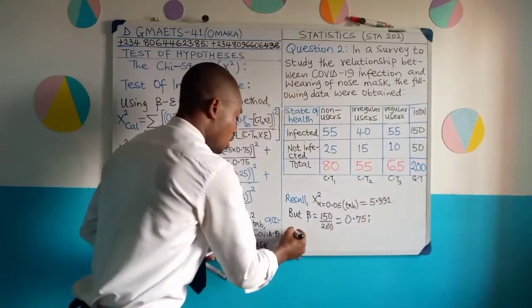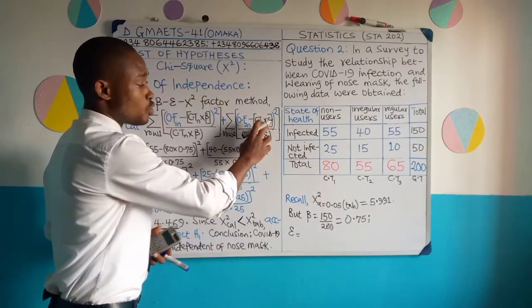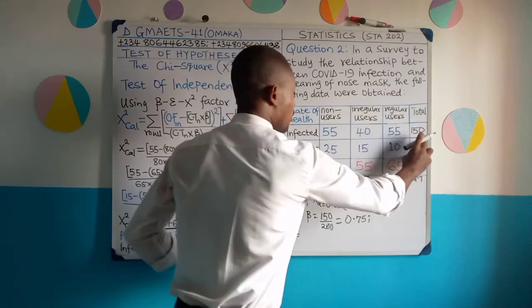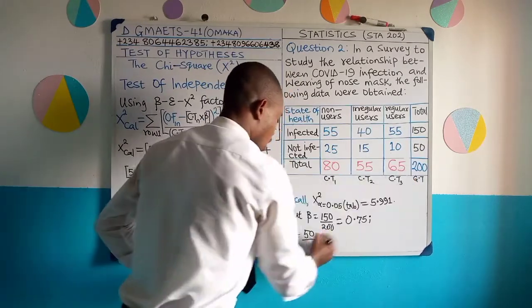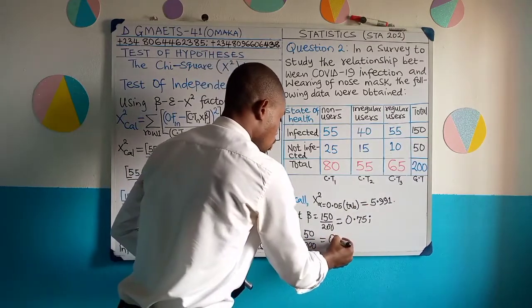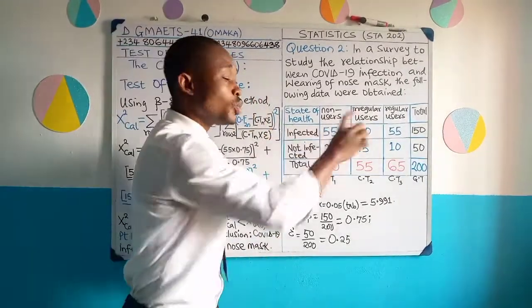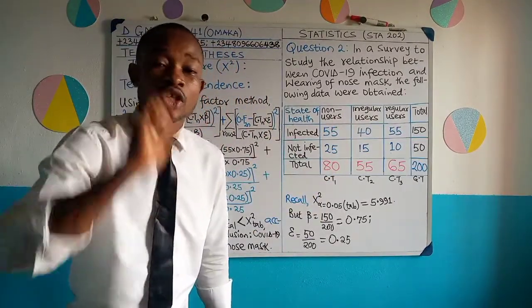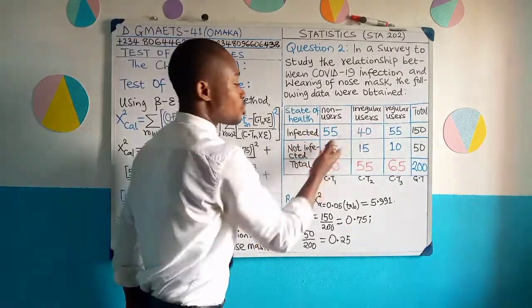Now, let me show you something else. We can get our epsilon. Remember, epsilon is chi-square factor for row 2. So you sum everything in row 2, which gives us 50. And then we divide it by grand total, 200. If you do this, we are going to get 0.25. It is important for me to state that if it is just a 2 row contingency table you are working with, like this is just 2 rows.